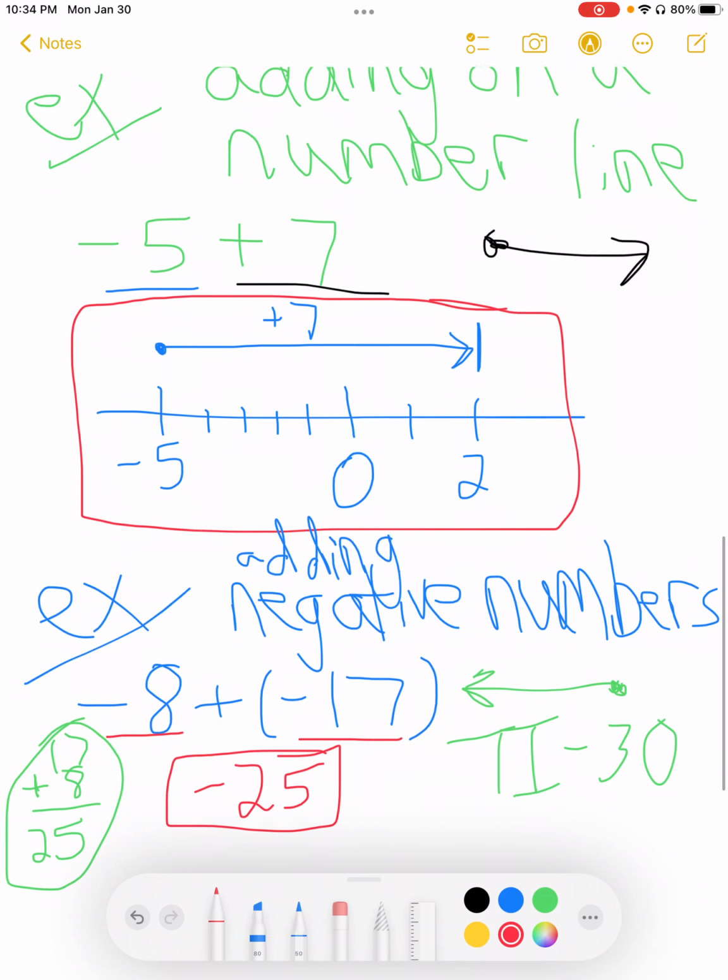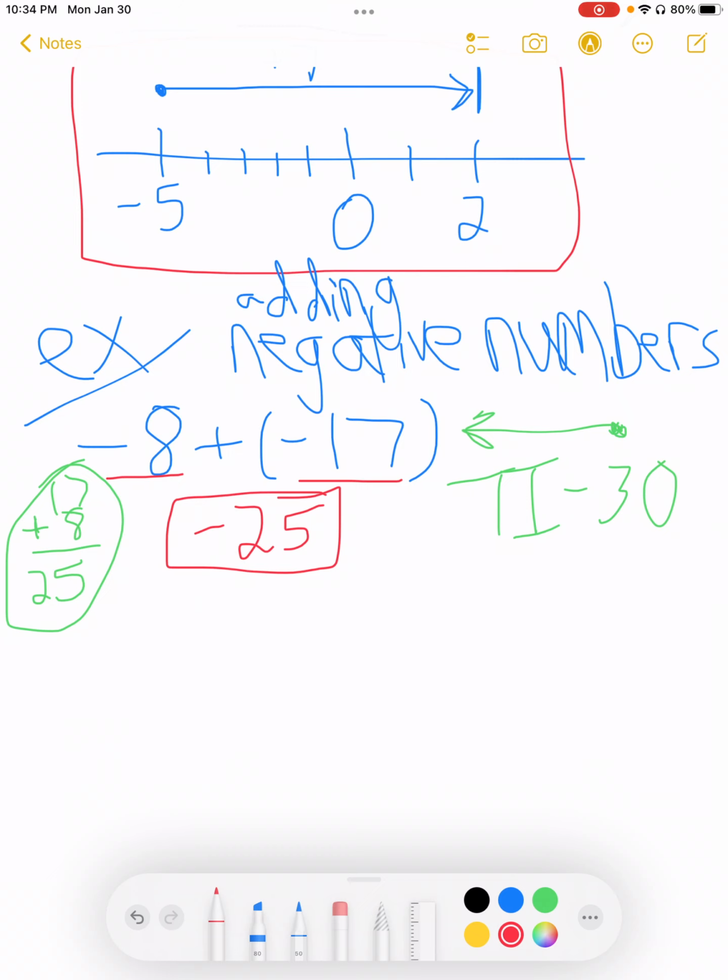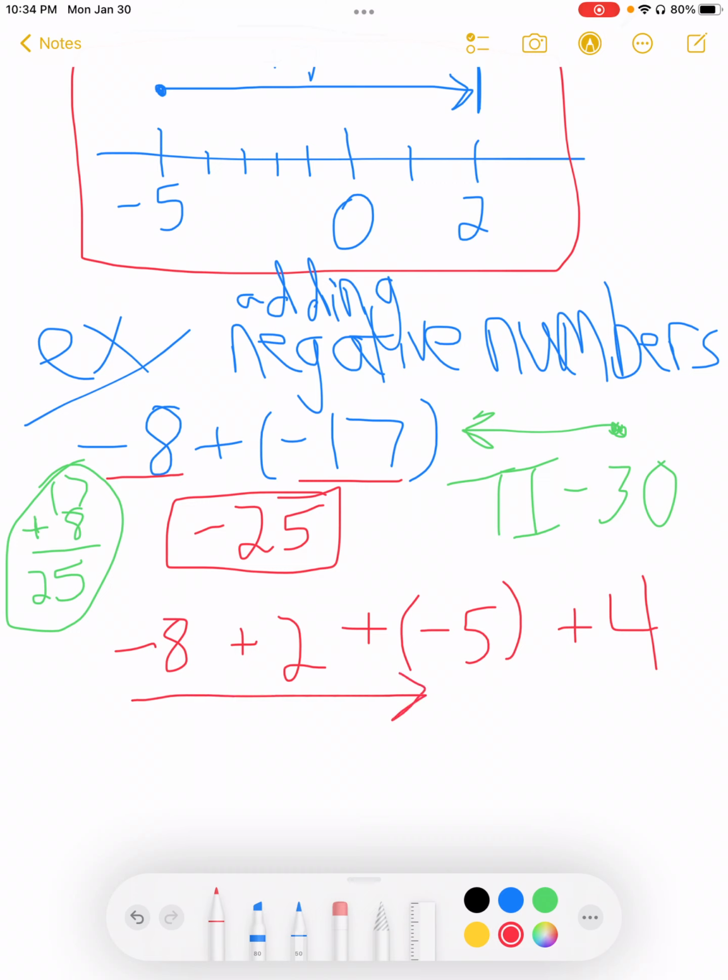Now, I'll just do one real quick. If I had multiple numbers here, let's just say I have -8 plus 2 plus -5 plus 4, okay? One way I can do this is one at a time, going from left to right like this. Or, as we've talked about before, I can say this number is negative, this number is negative, and this number and this number are positive. So let's add my negatives up.